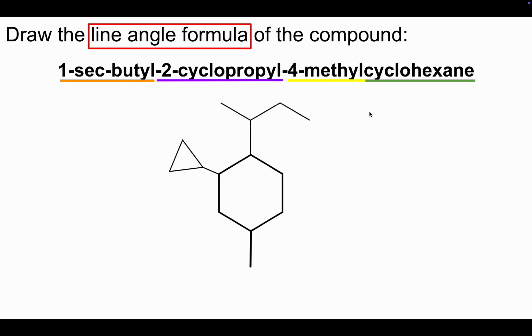Okay, now let's check. Cyclohexane, 1, 2, 3, 4, 5, 6. Correct. 4-methyl, 1, 2, 3, 4, 1 carbon atom. That's methyl. Correct. 2-cyclopropyl, 1, 2. Cyclo, it's a ring. Propyl, it has 3 carbon atoms, 1, 2, 3. 1-sec-butyl. Butyl, 4 carbon atoms, 1, 2, 3, 4. Okay, so that is correct.